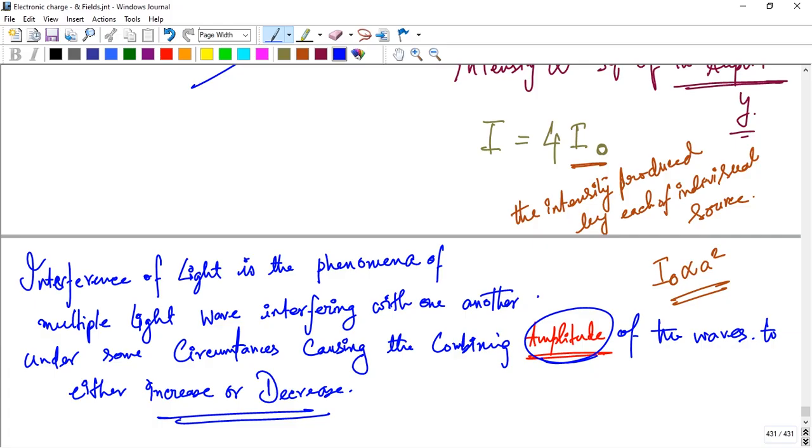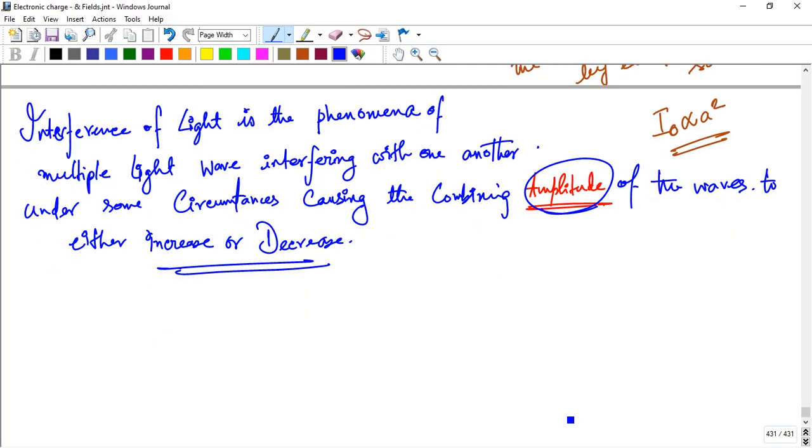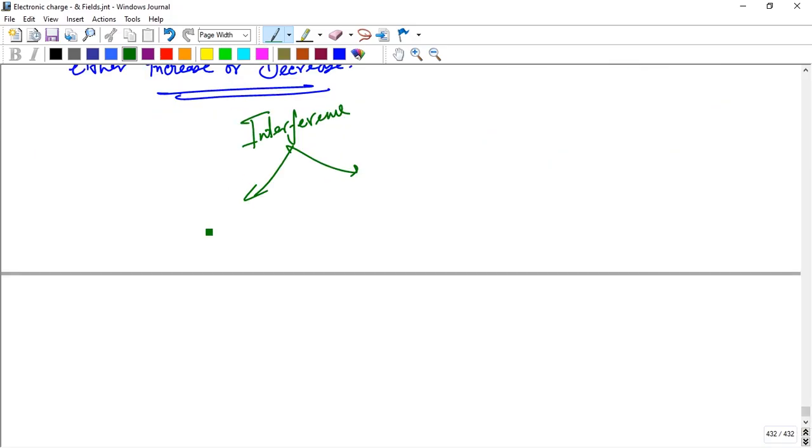When the amplitude is increased, it is called constructive interference, which means the intensity is very high. When the amplitude is decreased, it is called destructive interference, which means the intensity is zero. So there are two types of interference: one is constructive, the other is destructive.